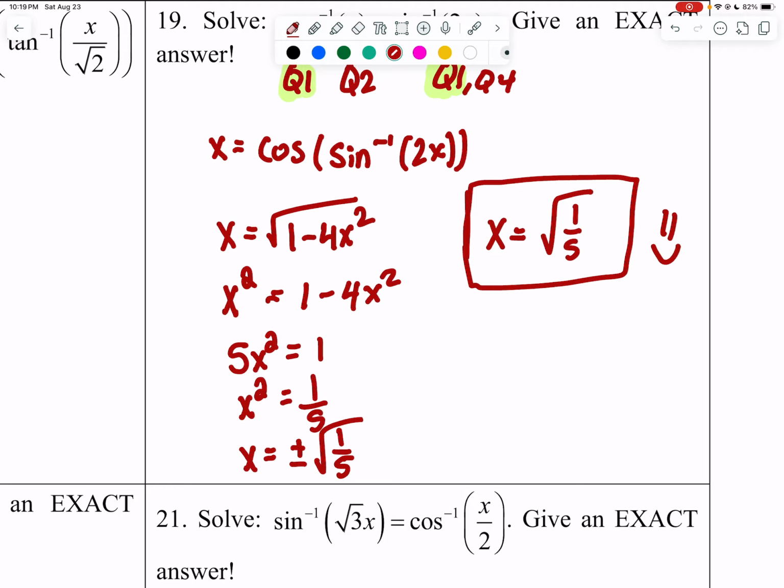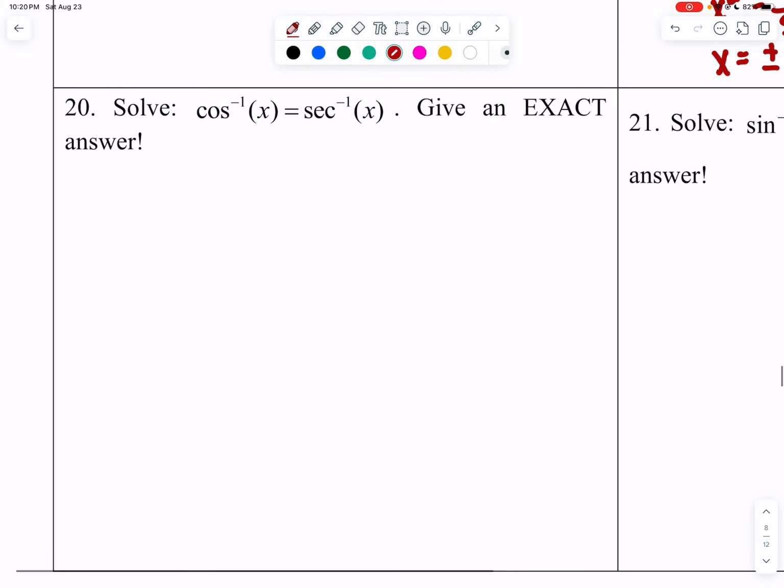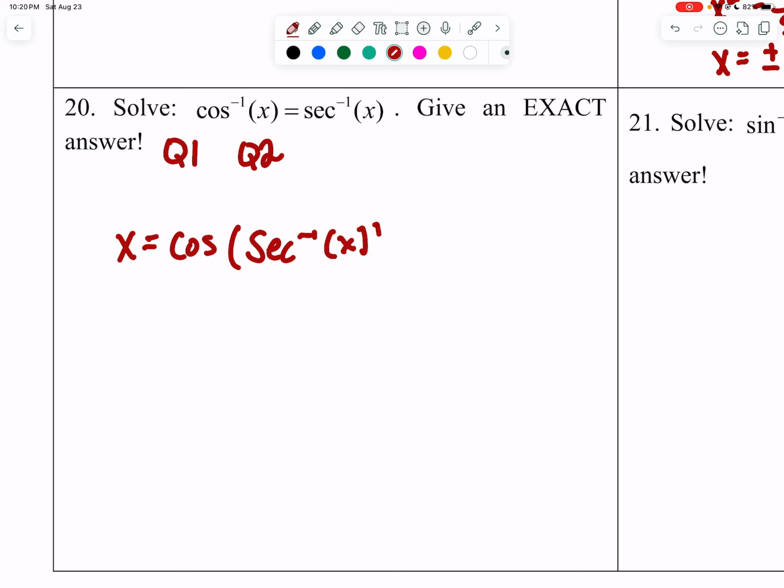All right, so looking at number 20, we're going to do the same thing. Lucky for us, though, secant is similar to cosine. So we know that our intersection is in quadrants 1 and 2. So theoretically, we might have two answers, and that's okay. All right, so what I'm going to do here is go ahead and take the cosine of both sides so that I have x is equal to cosine of inverse secant of x.